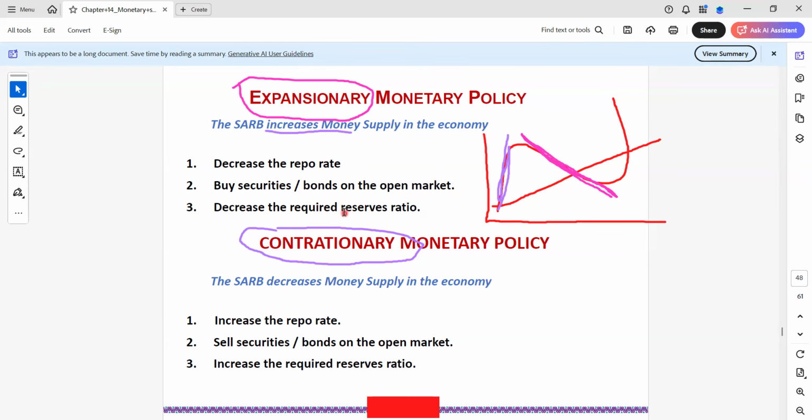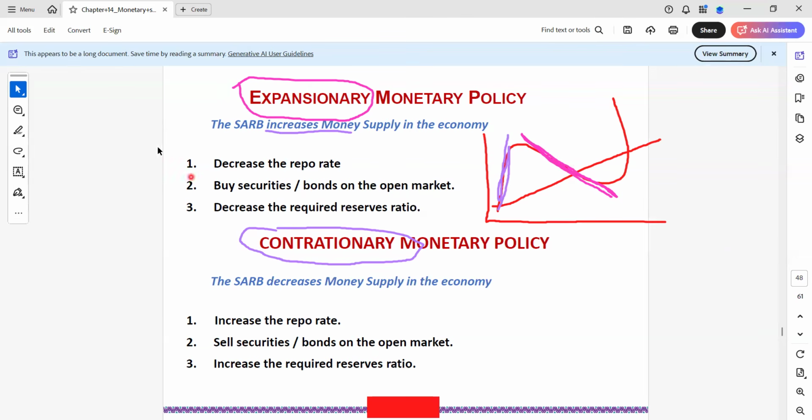The required reserve ratio is basically the amount of money that banks are required to hold to stay solvent. For a bank to be solvent or to operate, they have to hold this amount of money. And they must not use that money to give out to people as loans and all of that. That's the amount of money that banks must keep for them to stay solvent.